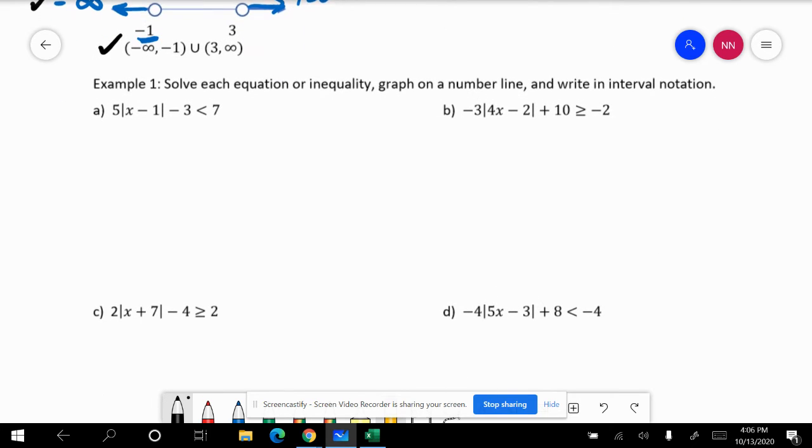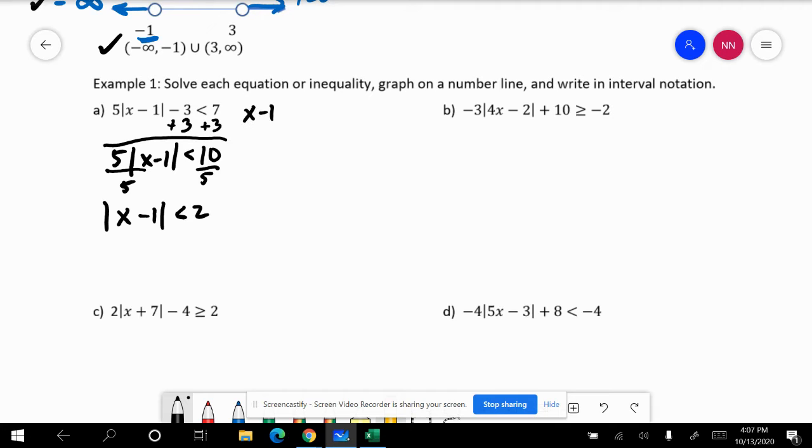So looking at example 1, our first step is we're going to add the 3. And we get 5, absolute value of x minus 1 is less than 10. We're going to continue to get the absolute value by itself, so we divide each side by 5, and we get the absolute value of x minus 1 is less than 2. At this point, we write the two inequalities. One, where it's x minus 1 is less than 2. The other one is x minus 1 is greater than -2. Once again, we're changing the value, so we change the sign.